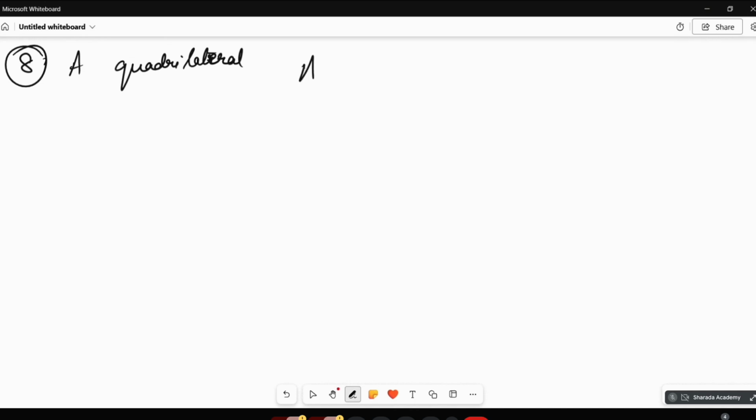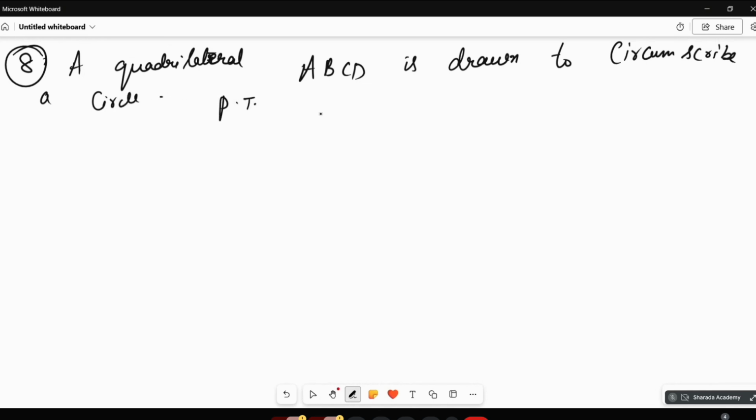A quadrilateral ABCD is drawn to circumscribe a circle. Prove that AB plus CD is equal to AD plus BC. If you know that, then do it on your own. So it will be a revision again. No need to do it here. Go home and do it.